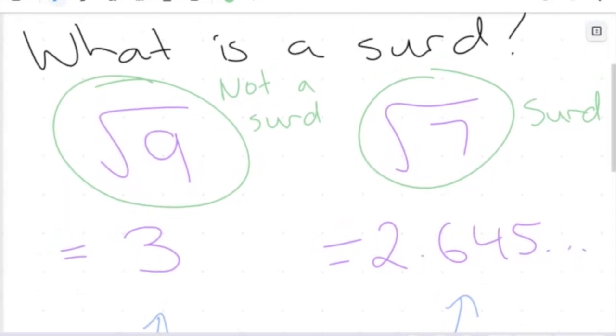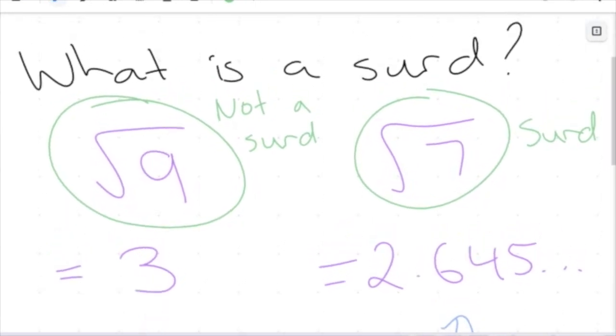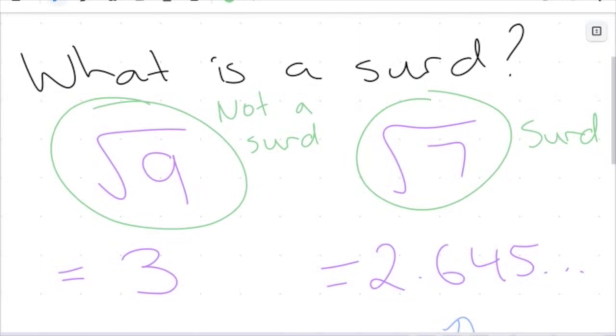Now, a surd in essence is any square root, any number with what we define as a radical or a root.